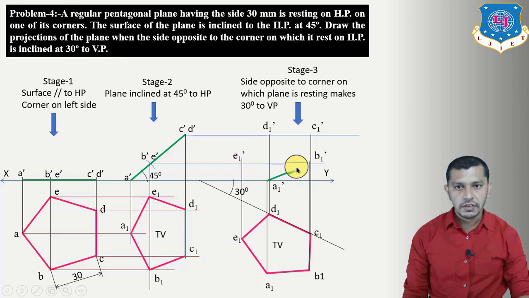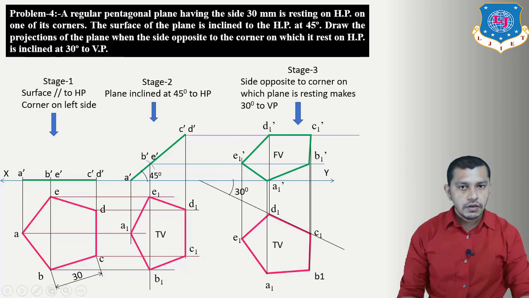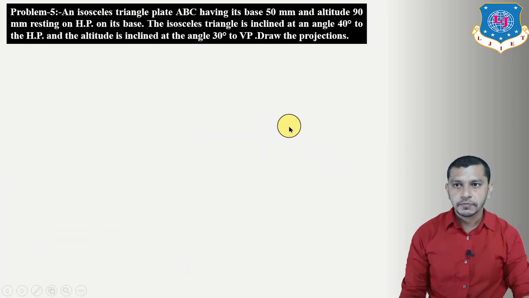Now join these points: A1 dash B1 dash, B1 dash C1 dash, C1 dash D1 dash, D1 dash E1 dash, and E1 dash to A1 dash. We will get the front view of the pentagon. So these are our final top view and front view. This is the apparent shape that we will observe from the front direction. Now let's move on to the next example.